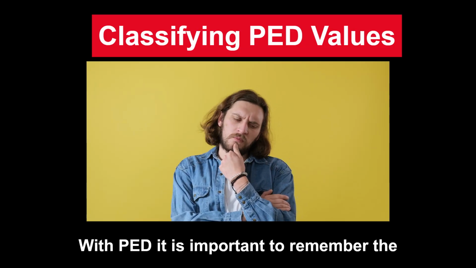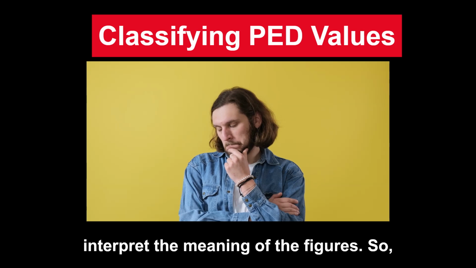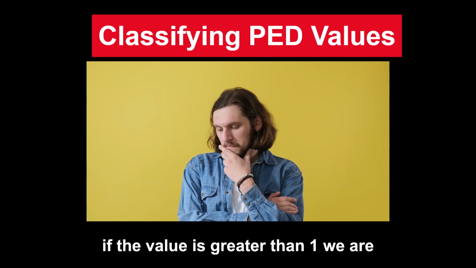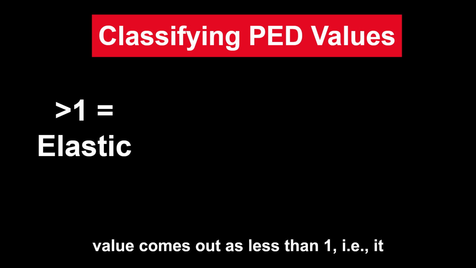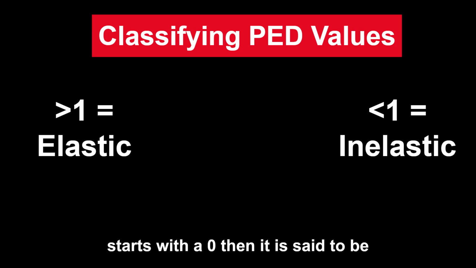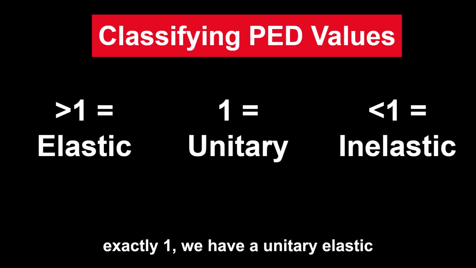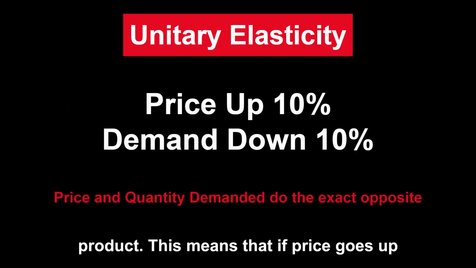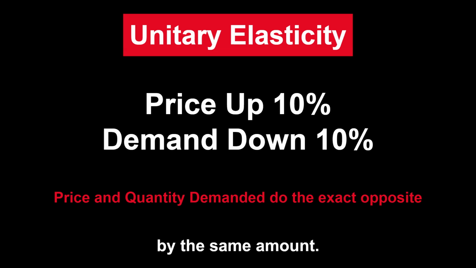With PED, it is important to remember the basics that help us to analyze and interpret the meaning of the figures. So, if the value is greater than 1, we are dealing with an elastic product. If the value comes out as less than 1, i.e., it starts with a 0, then it is said to be inelastic. Finally, if the value is exactly 1, we have a unitary elastic product. This means that if price goes up by 10%, then quantity demanded will fall by the same amount.